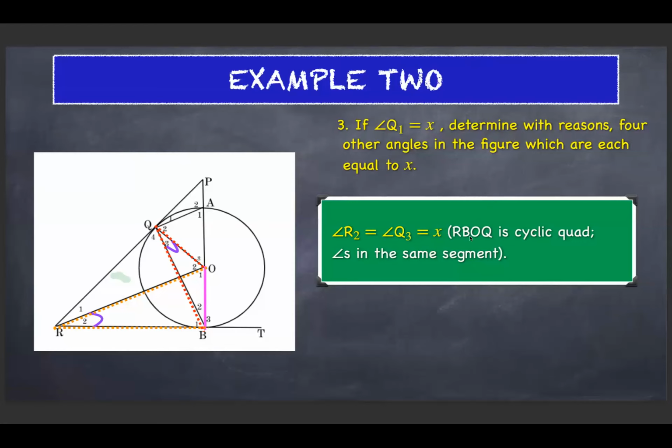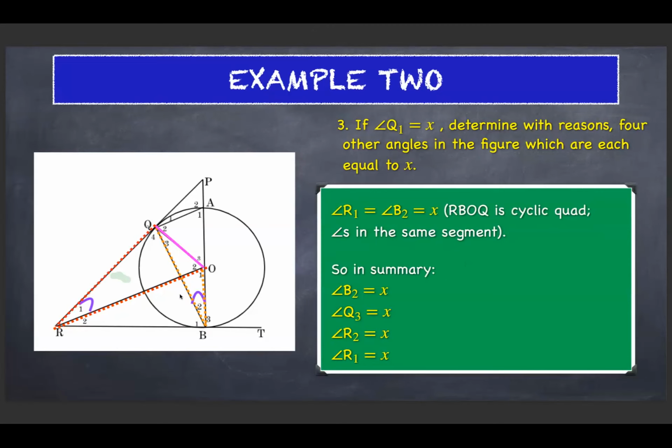Okay, so that's what we can use here. We can say RBOQ is a cyclic quad, and we can then use angles in the same segment. Okay, so yes, good question. Thank you for that in the chat. If you have any other questions, please write them down. Thank you, Akira, for also mentioning that theorem. And let's see, we've got one more to go.